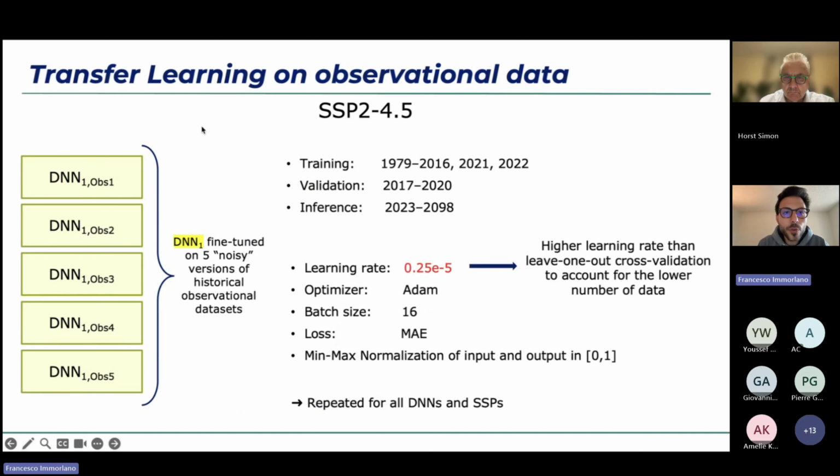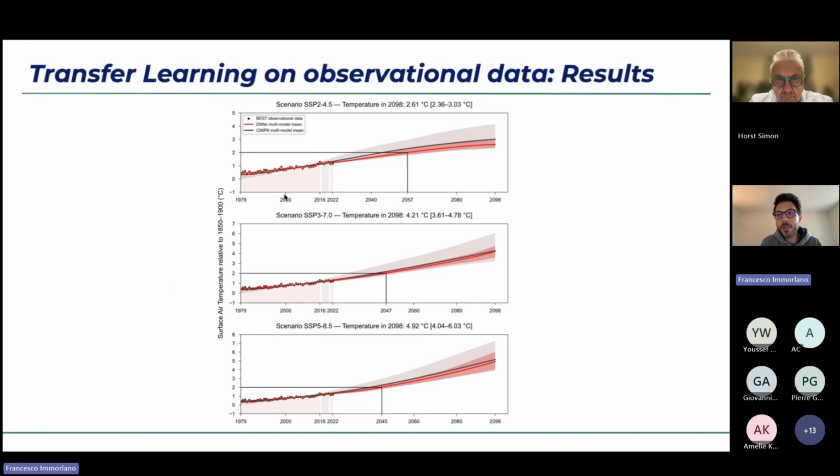In fact, the training set in this phase is the years from 1979 to 2022. The validation is 2017 to 2020, and the inference is the following period. We use a learning rate slightly higher than the leave-one-out, just to take into account that in this case, we have less data because we start from 1979 to 2022. Of course, the process I mentioned is repeated for all the DNNs and for all the scenarios, and this is the result after the projection in the global warming future, in the long-term future.